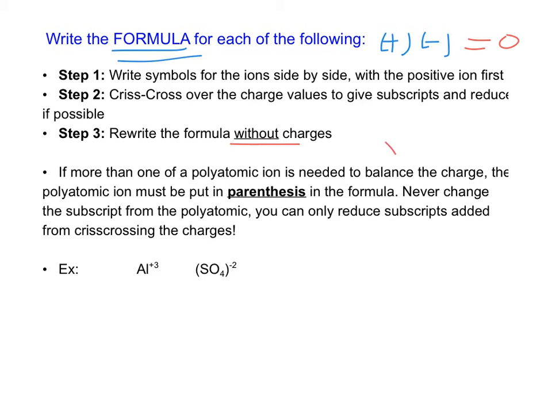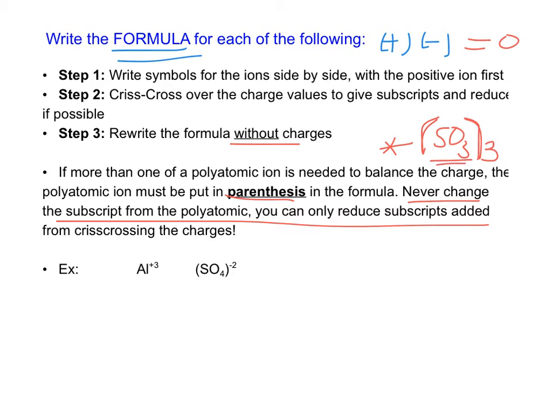And what's going to be different today is when you're dealing with these groups like SO3, and you might have 3 of them, you're going to have to use parentheses when you have multiple polyatomic ions. I think that will make more sense once we practice. But here is a good note. Do not reduce what's inside the parentheses. That is a set number. The number outside can change based on charges, but not what's inside the parentheses.